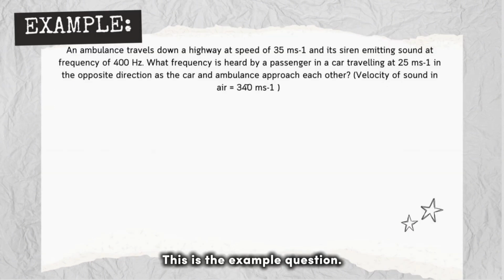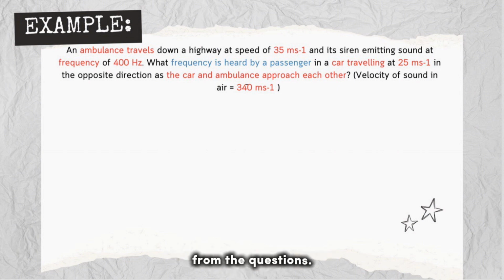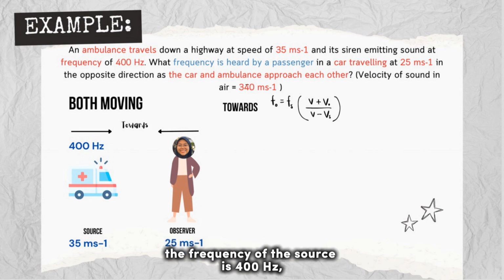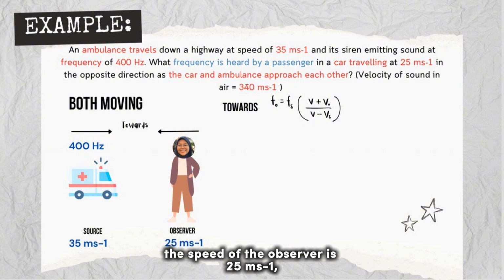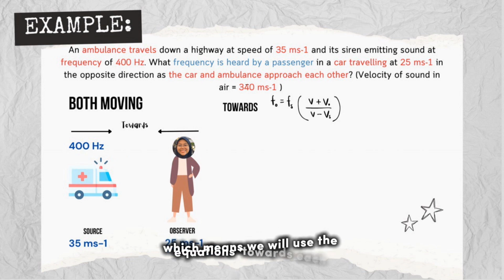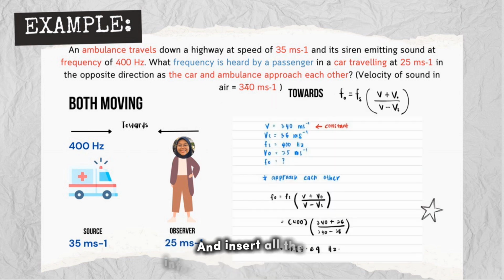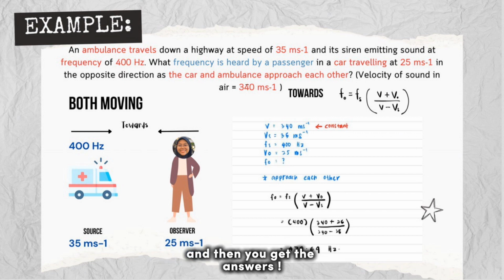This is the example question. Let's read it carefully. Now, highlight all the important information from the question. And what we get is the ambient speed is 35 ms-1, the frequency of the source is 400 Hz, the speed of the observer is 25 ms-1, and the car and ambulance approach each other, which means we will use the equations for towards each other. And insert all the information into the formula, and then you get the answer.